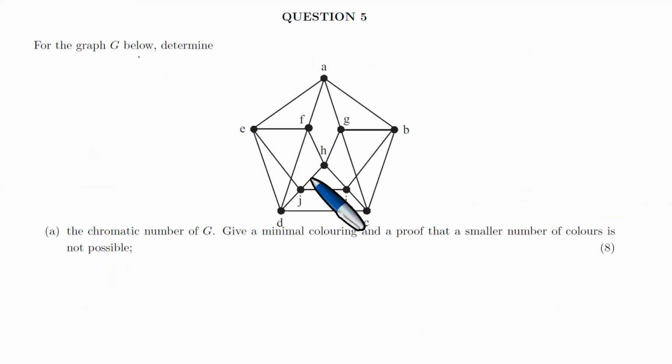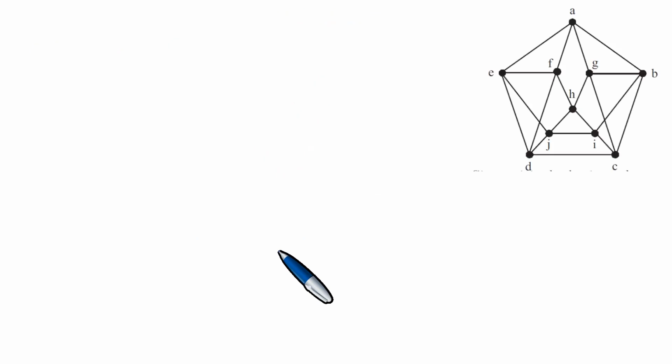We continue. For the graph G below, we determine the chromatic number of G, you give a minimal coloring and prove that a smaller number of colors is not possible. We recap on the chromatic number. We looked at the chromatic number, but let's just recap on it. What is the chromatic number of this graph here? Let's spend some time on it as we reason.